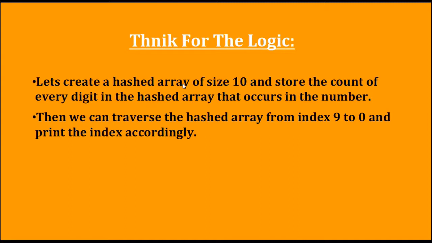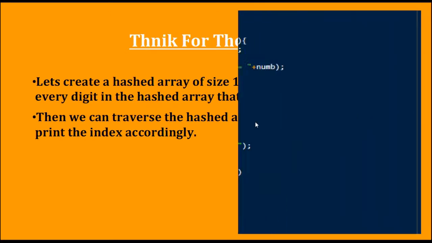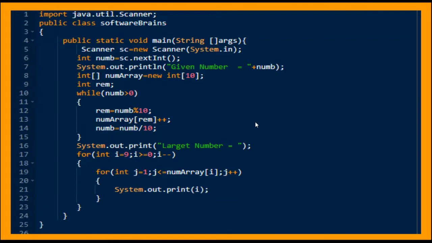Similarly, the same approach is done for all the digits of the number, and you print the final number by traversing the hashed array from index 9 to 0. So let's see how we are going to frame the program. We have written the program in Java. As you all know, we write a class and public static void main, the same structure. Let's see how we have framed the logic here.